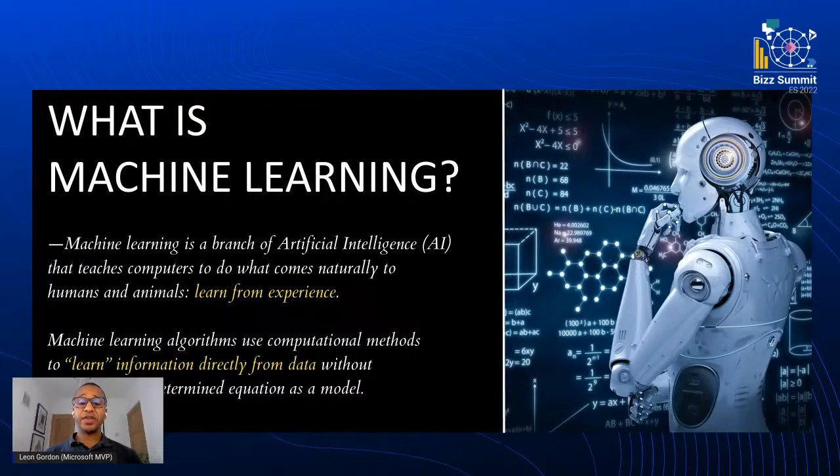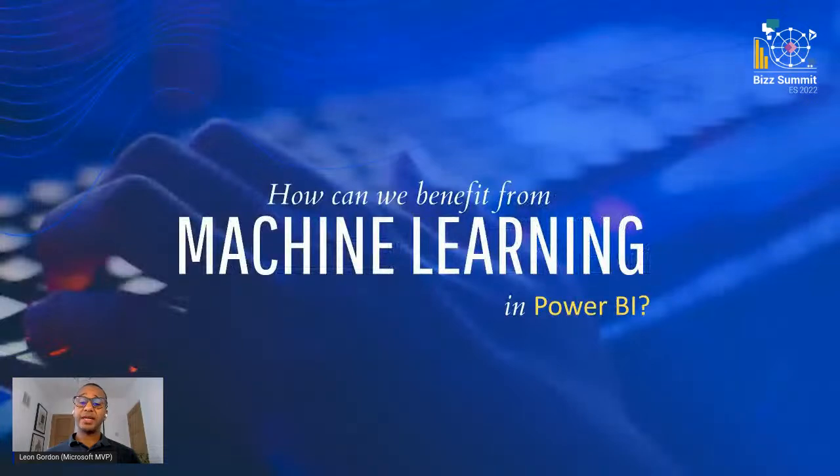Well, machine learning is a branch of artificial intelligence, often referred to as AI, that teaches computers to do what comes naturally to humans and animals, which is to learn from experience. Machine learning algorithms use computational methods to learn information directly from data without relying on a predetermined equation as a model. So what we're trying to do here is to make the computer learn from experience and learn information directly from data.